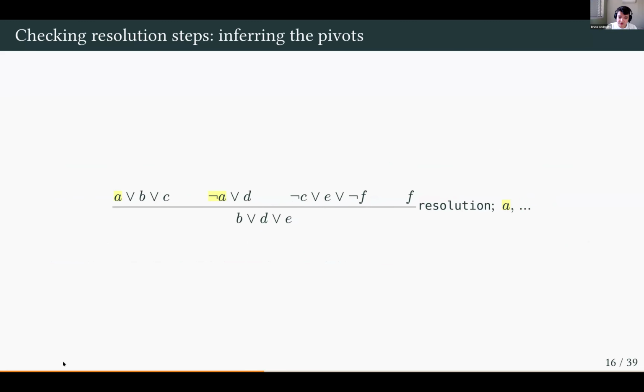So if we look at the next clause, you see that it has the C literal, which does not appear in the end conclusion. So we're also going to assume that C is a pivot, and we continue this until we reach the end of the step. And in this case, everything works, right? So we're able to successfully check this resolution step by inferring these pivots.